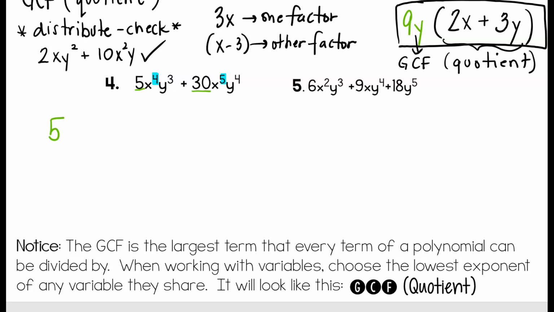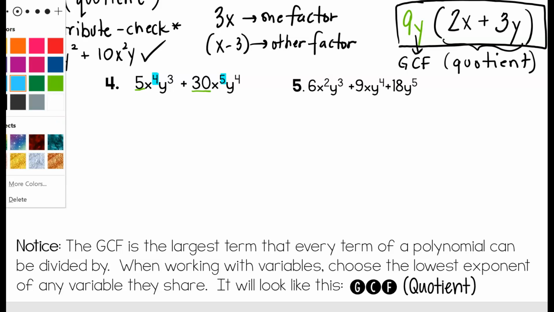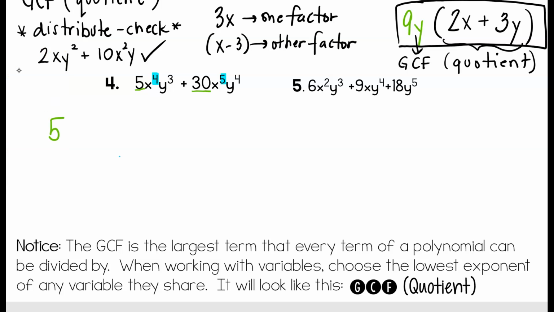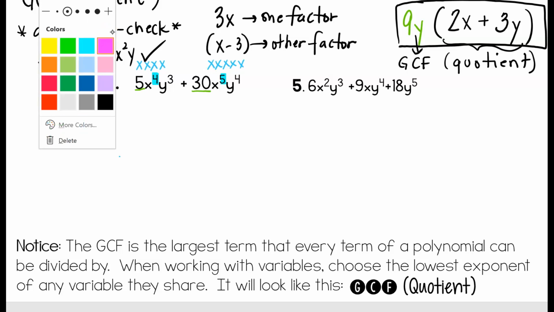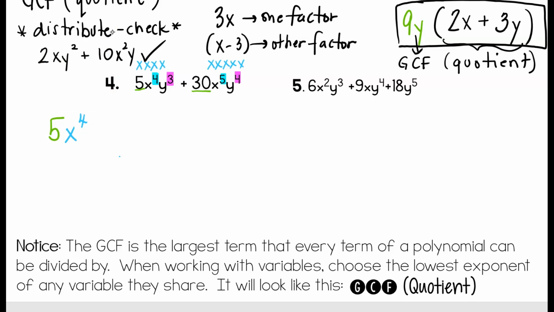If you're going to pick the smaller of the two, you're going to make the exponent of x be the 4. And that's because this one has 4 x's being multiplied by each other. This one has 5. So the maximum you could take away from each one is 4 because the one on the left doesn't have the 5th one. Now, if you look at the y's, this one has 3 and this one has 4.